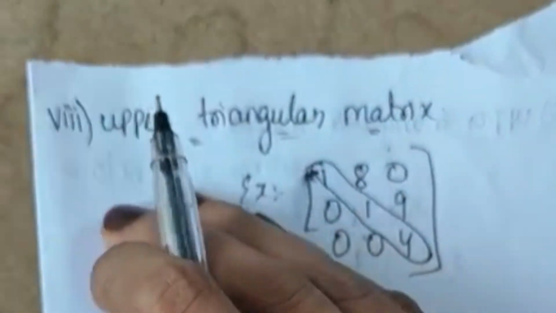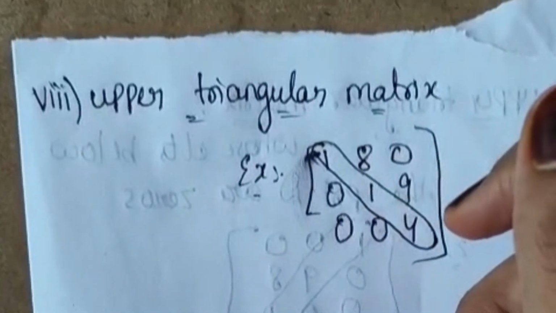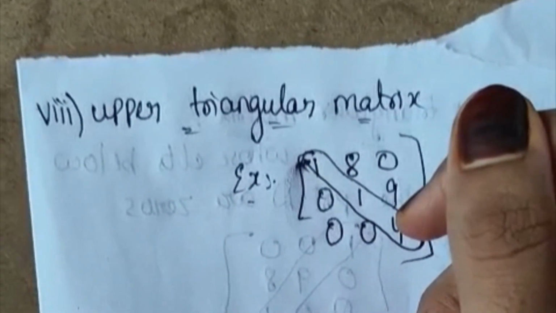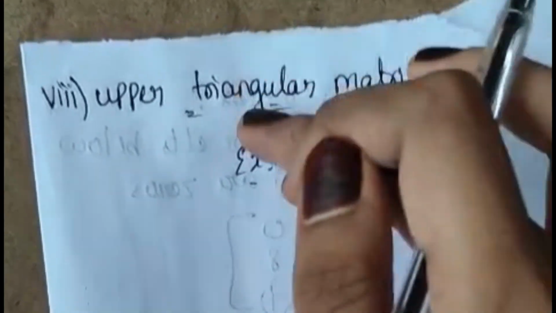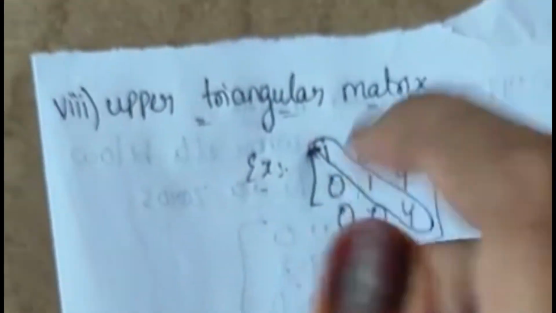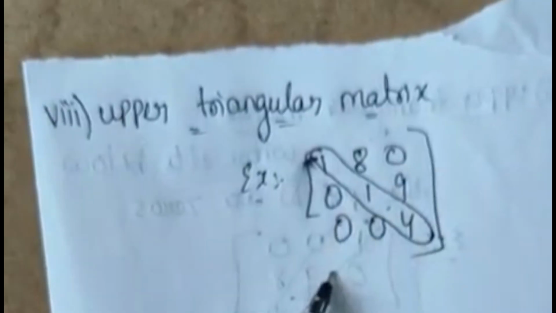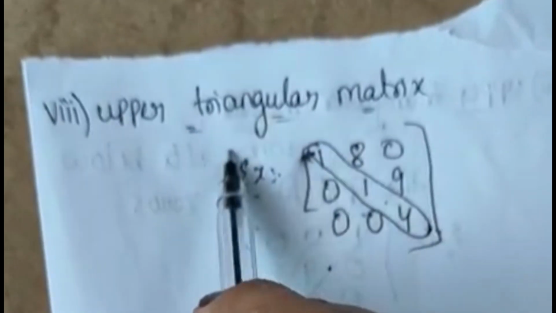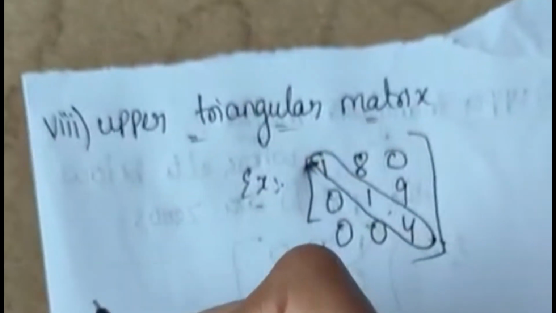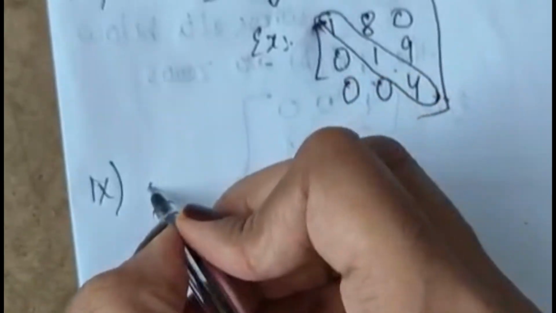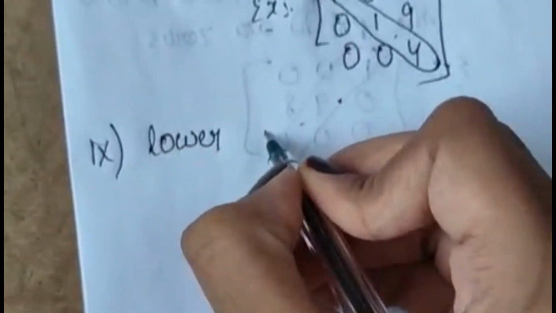Another type of matrix is the upper triangular matrix. What is an upper triangular matrix? A square matrix whose elements below the principal diagonal are zeros. Here 1, 1, 4 are the principal diagonal elements. Exactly below them we have zeros. So this is known as an upper triangular matrix.